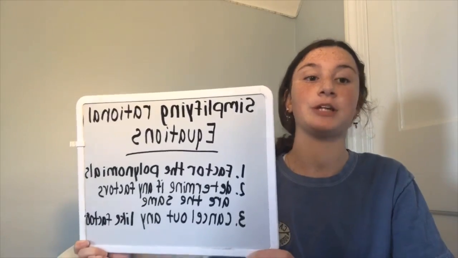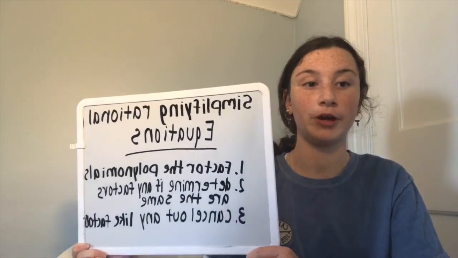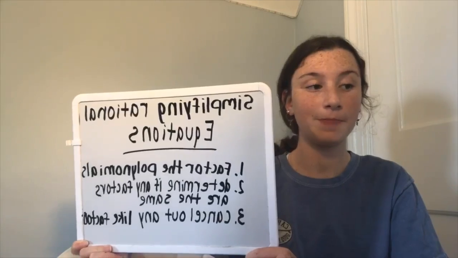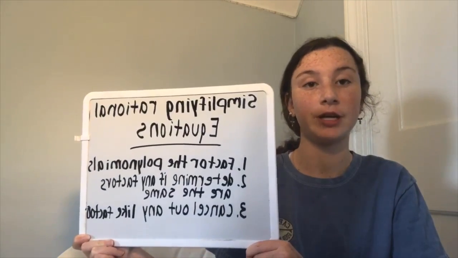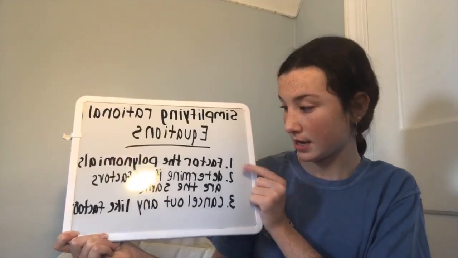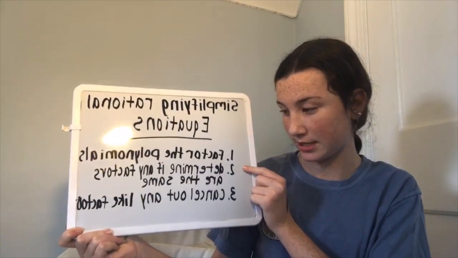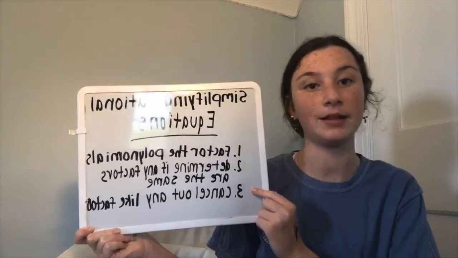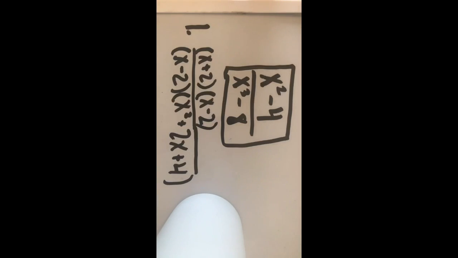A rational expression is an algebraic expression where both the numerator and the denominator are polynomials. To simplify a rational expression, there are 3 steps. First, you should factor the polynomials. Next, determine if any factors are the same. And last, you cancel out any like factors. A problem that will help you with simplifying these equations.